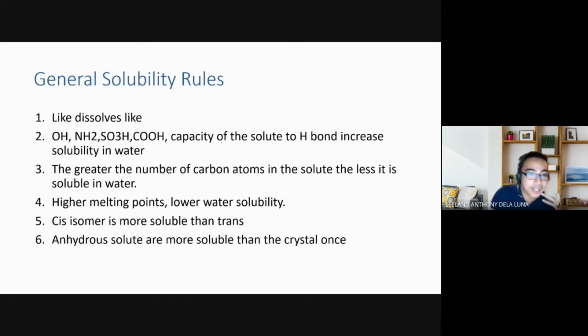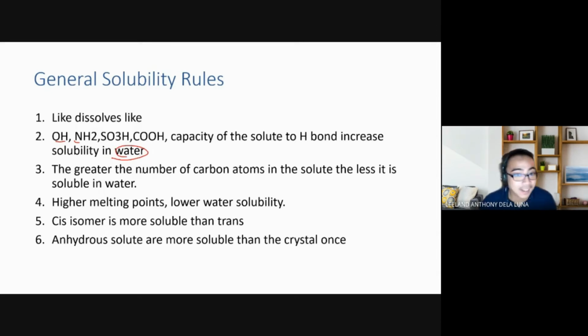Okay, again, class, the presence of the following functional groups. Not only this, okay, pero ito yung mga usual. Okay, hydroxyl, amine, carboxylic acid. Okay, all of these functional groups, class, can create or allow your molecule to create hydrogen bonds with water. Therefore, allowing them to dissolve in water or any polar solvent.